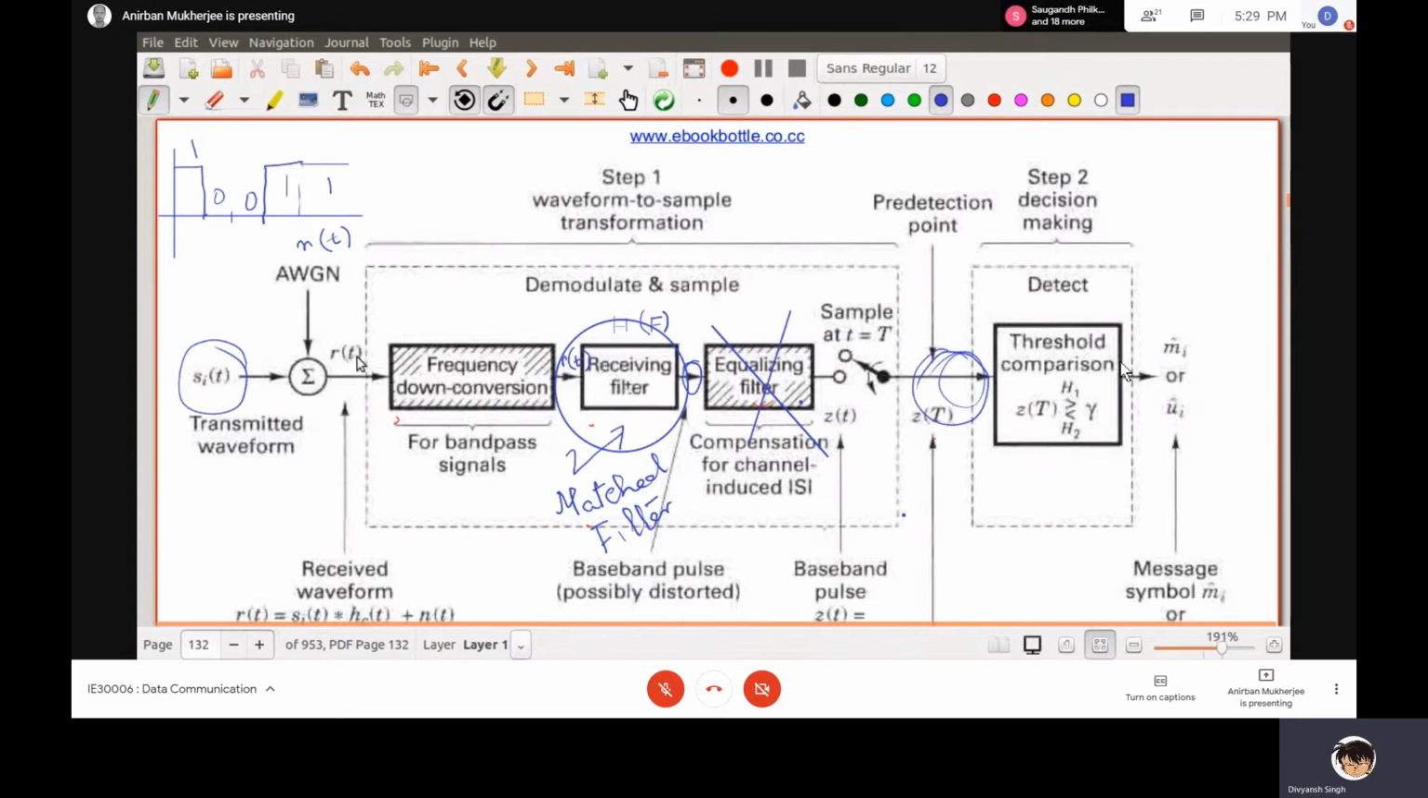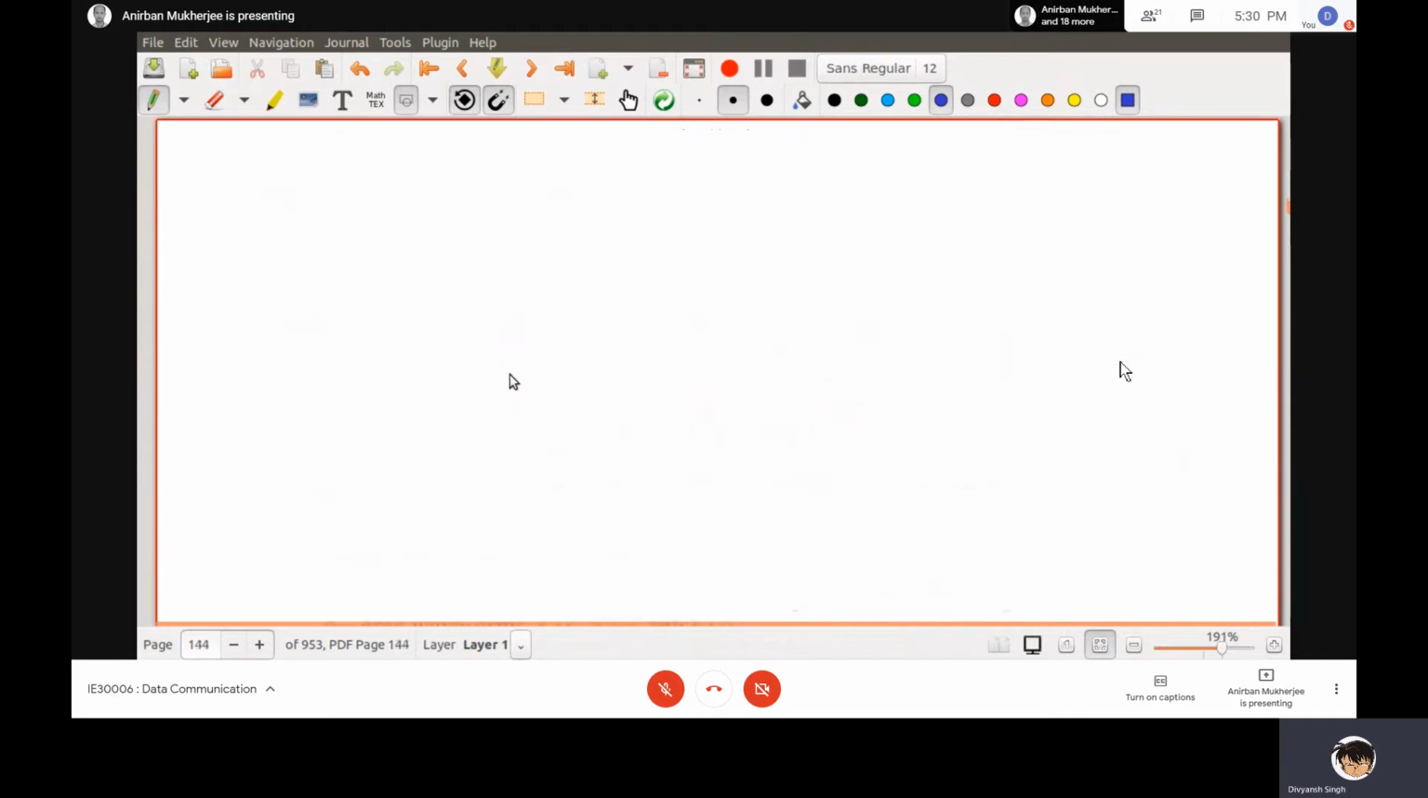AWGN, then you have R(t), there is no frequency down conversion, you have a matched filter, and finally you are getting Z(T) here and you have to take the decision. Please remember, S(t) is the transmitted waveform, it is coming through the channel, at the channel there is noise, and at the receiver you are getting this R(t). Say I am assuming there is no down conversion.